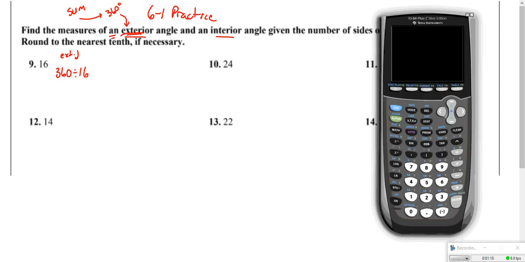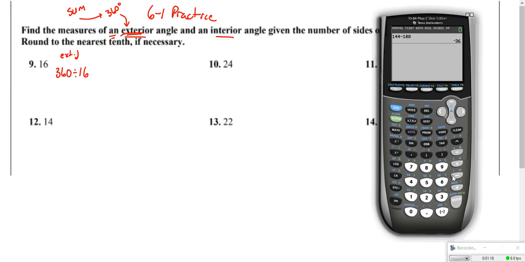So let me grab my calculator here. I'm going to do this first one for you. Okay, so we're going to do 360 divided by the number of sides. Hit enter, and we get 22.5. So we learned a little lesson here right off the bat. These do not have to come out evenly, right? Because we're talking about angles, so angles don't have to be exact numbers. 22.5. So this is the measure of one exterior angle. So we took the sum divided by how many there are.